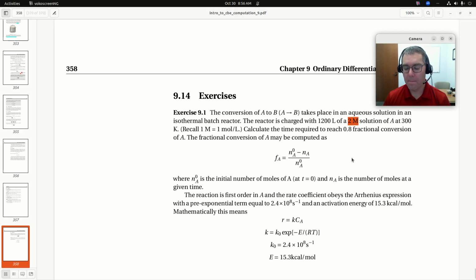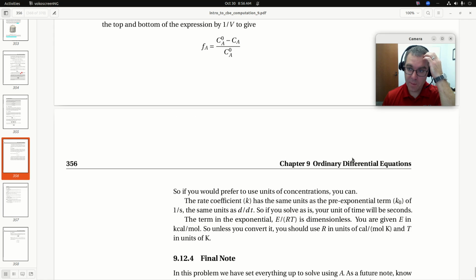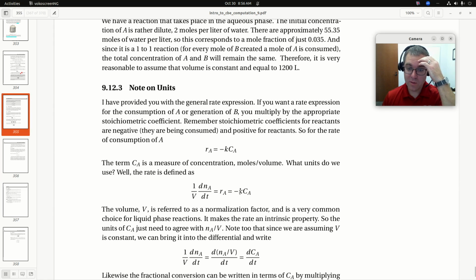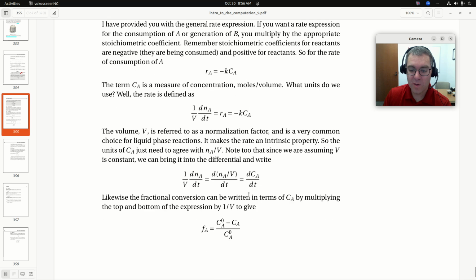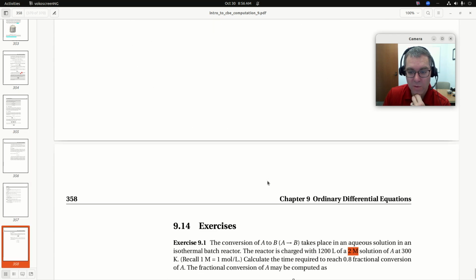So coming over then, and actually let me make one more comment about my rate expression. We said K has units of inverse seconds. Concentration is going to have units of molar, so moles per liter. So the right hand side of my equation has units of molar per second, which makes sense. This is dCA dt, which has units of molar per second.